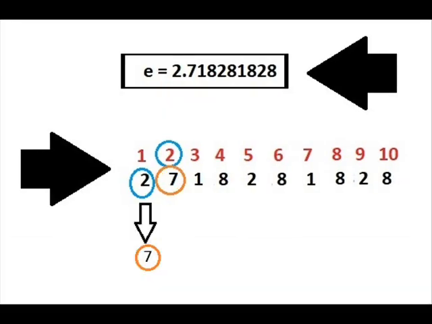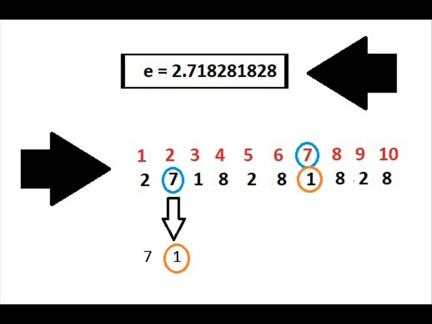So, for the number e, Euler's number, the first decimal place is 2. So one has to check the index 2, and index 2 has the number 7. So index 1 becomes number 7.